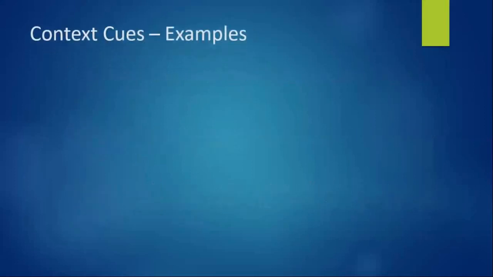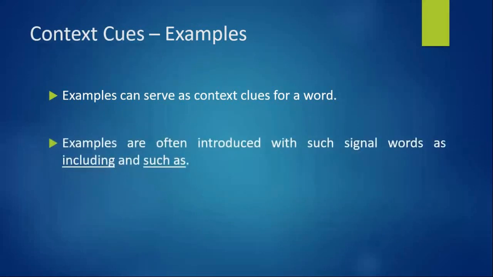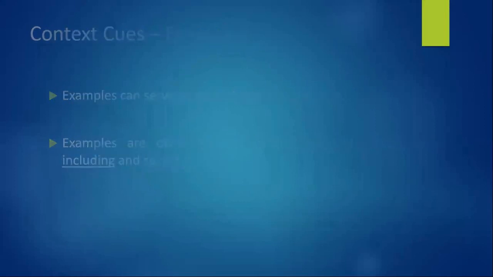All right. Now, sometimes we have context cues in the form of examples. Sometimes you might not know a word that has been used in a paragraph or in a chapter, but after that word has been used, a list of examples is given. By looking at the examples, you can probably decipher the meaning of that particular word. Examples are often introduced with signals like including and such as. So whenever there is a new word and then immediately after that, or in the next line, a list of examples is introduced by signals like including or such as, then you can easily decipher the meaning of that unknown word. Are you getting my point?